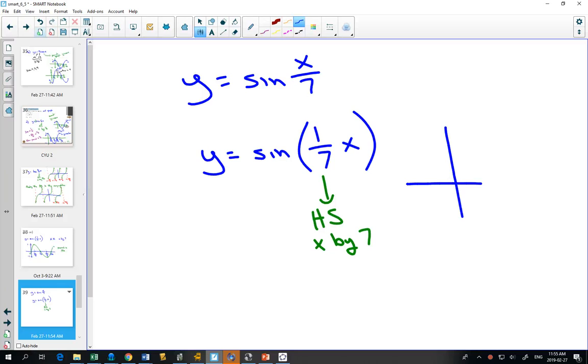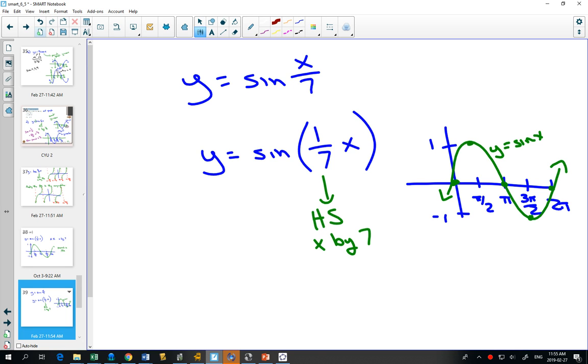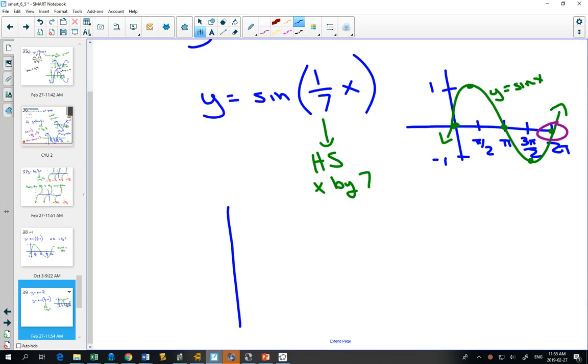And so if we look at our parent graph, which goes up to 1 and down to -1 and has 2 pi as a period divided into 4 equal sections, the sine graph starts in the middle going up. There's our parent graph. What's going to happen when you stretch it by 7? What's going to happen to the one period value that happens at 2 pi? When you stretch it by 7, can you see that your new period will be 14 pi?